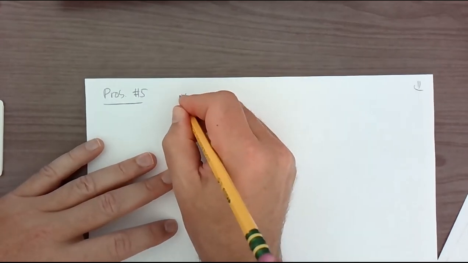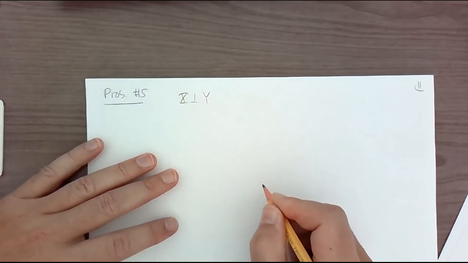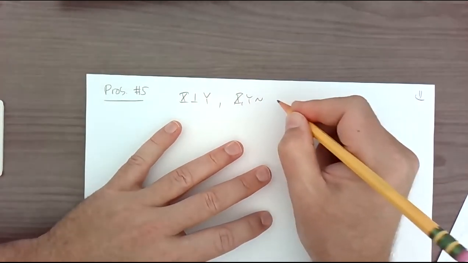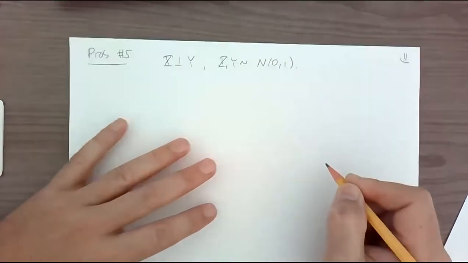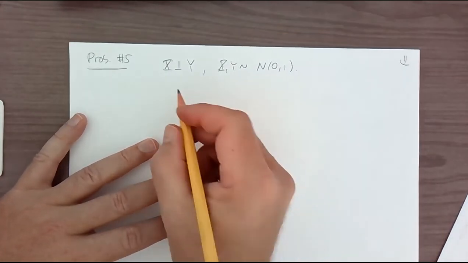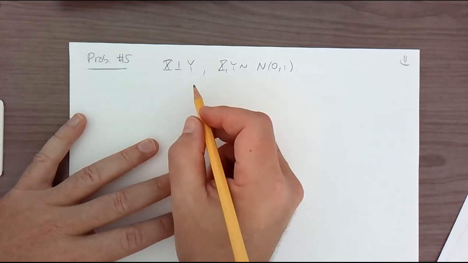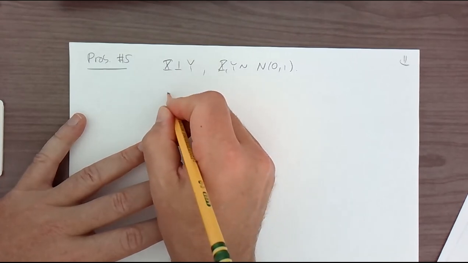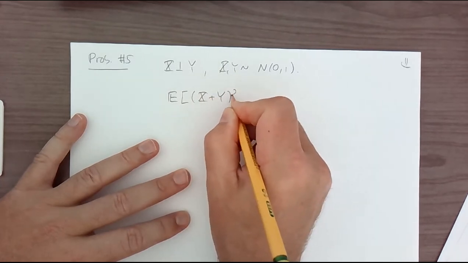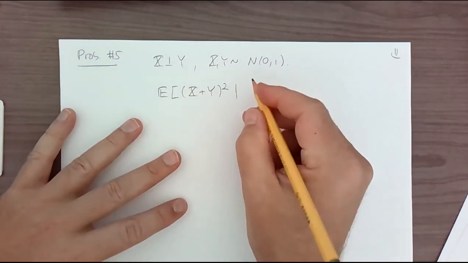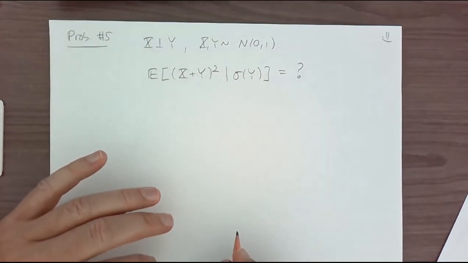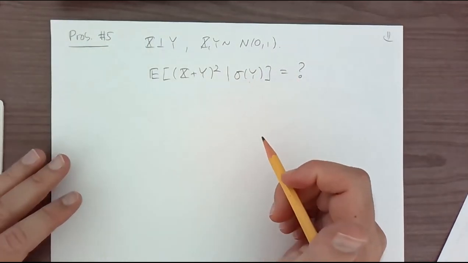So you're given here that X is independent of Y, and both are standard normal, mean 0 and variance 1. And then you're given a function, it's a square function. You want to compute the conditional expectation of (X + Y) squared given sigma(Y). What is this equal to? Well, it's going to be a function of Y, but what function is it?